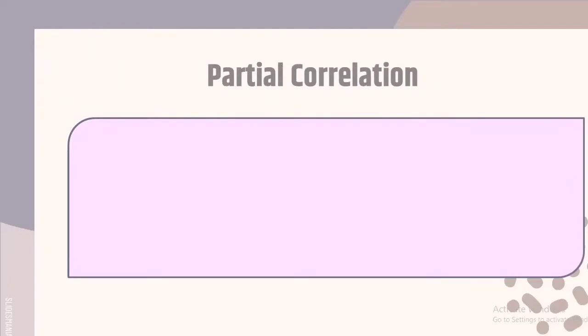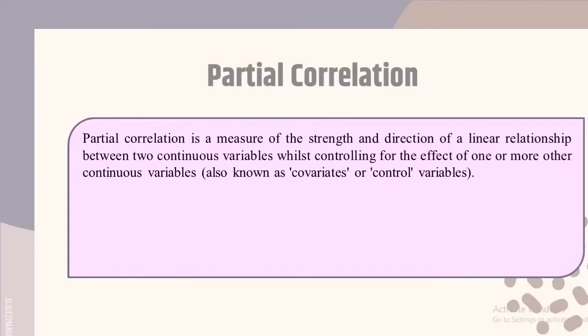So guys, after we know the definition of correlation, now we must know the definition of partial correlation. Partial correlation is a measure of the strength and direction of a linear relationship between two continuous variables whilst controlling for the effect of one or more other continuous variables, also known as covariates or control variables.